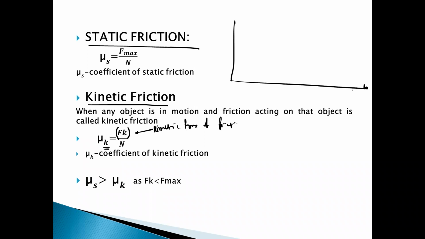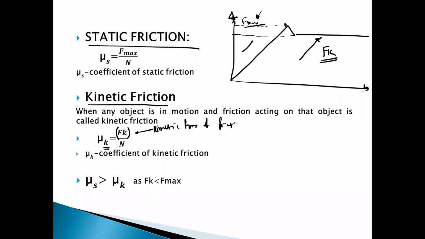In the graph, this is the external force, and it goes like this. This is taken as Fk, which is constant. This is the kinetic friction, and this peak value is called the limiting friction, F max. This is for the static condition and this is for the dynamic condition. Actually, your Fk value is less than the F max value, and therefore the coefficient of static friction is always greater than the coefficient of kinetic friction. We have to use this formula when we solve problems on equilibrium, that is, equilibrium in friction.